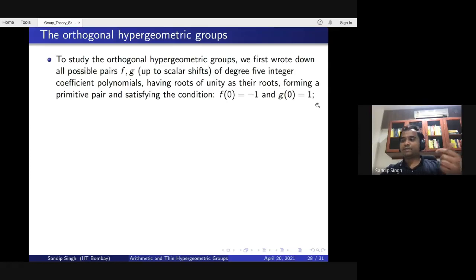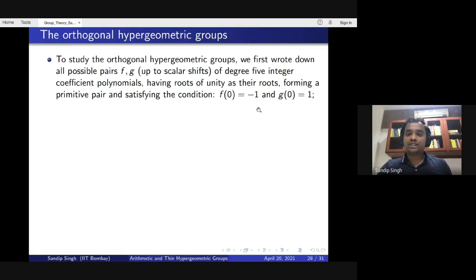Right? Like in that symplectic case, just to get that theorem, we first wrote down those 111 pairs, and we saw how the arithmeticity changes from one case to another, and whether there is something common, just to guess. So later we realized that arithmeticity follows as long as the leading coefficient of f minus g is plus minus 1 or plus minus 2. So having that in mind, we computed all the pairs corresponding to the degree 5 polynomials.